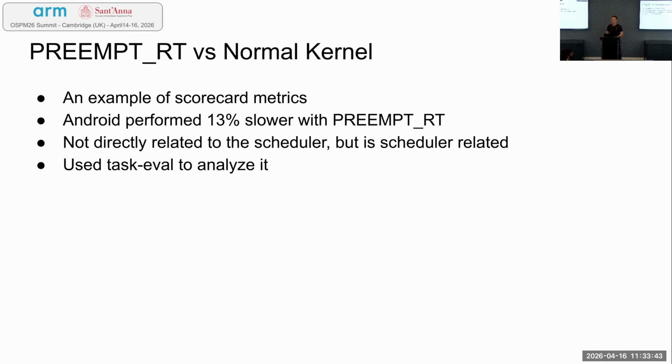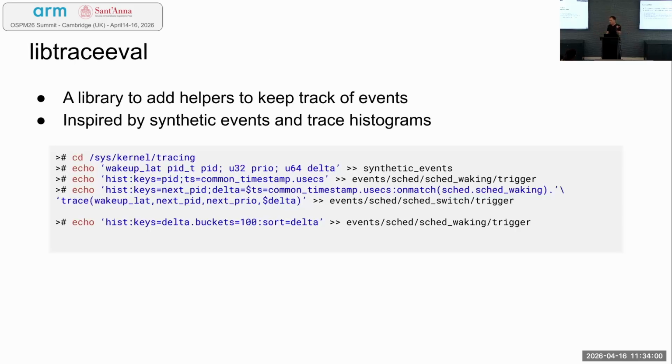So I have this utility. I've been thinking about this scheduler scorecard for some time, and I've been playing around with different algorithms. I have this utility called task eval that's just a really primitive form of recording stuff. It's based on a library called libtraceeval, which I have up on my GitHub. It's very primitive. I don't like it. I don't like the API. So it's not something I'm pushing right now because it's still too complex to use. But it's inspired by how synthetic events work.